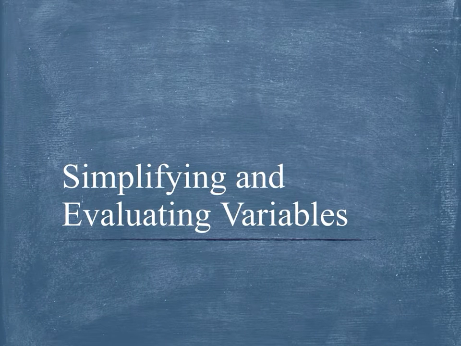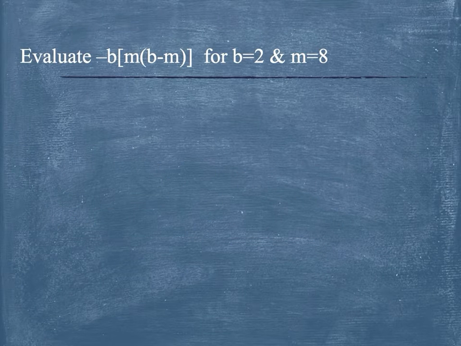Alright, today we're talking about simplifying and evaluating variables. Let's get started right off the bat. Here we want to evaluate negative b m times b minus m for b equals 2, m equals 8. We talked about earlier that we can just substitute in these values and do it that way. So let's do it that way this time around.